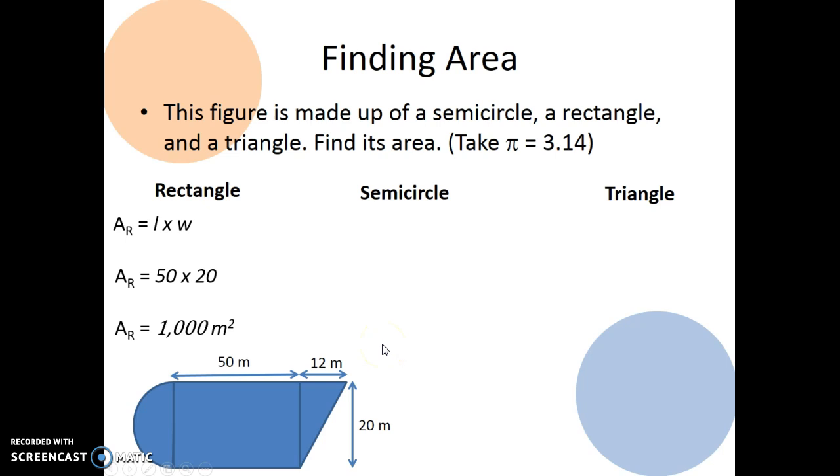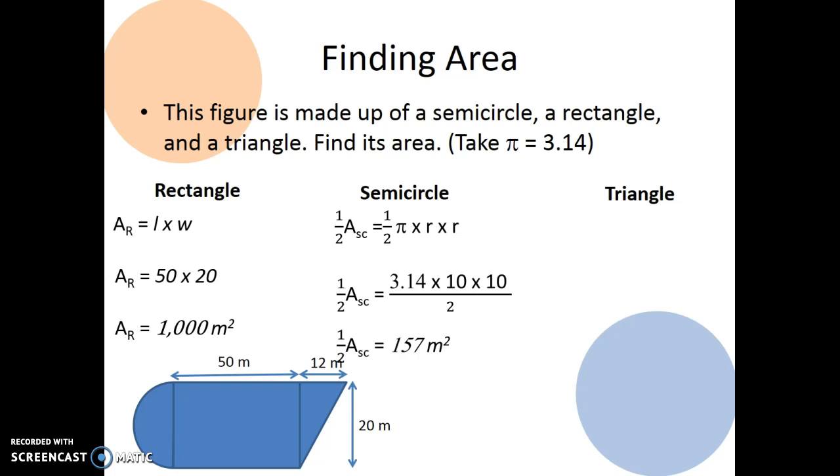Now let's solve for the area of the semicircle. The area of the semicircle equals 1/2 pi times radius squared. Where's my radius, by the way? Let's see. I'm looking at this side. This side of the semicircle is a diameter, right? So that diameter is equal to this measurement right here, which is 20 meters, which means that my radius will be half of that, or 10 meters. So we'll substitute in our values, 3.14 times 10 times 10, divide all that by 2 or multiply by 1/2, and we're going to get that the area of our semicircle is 157 meters squared.